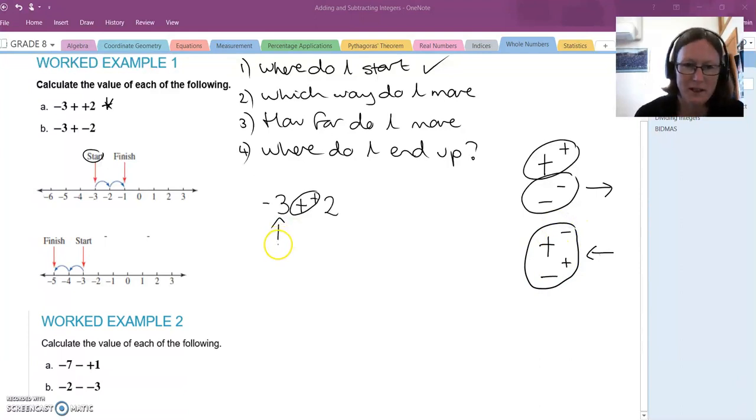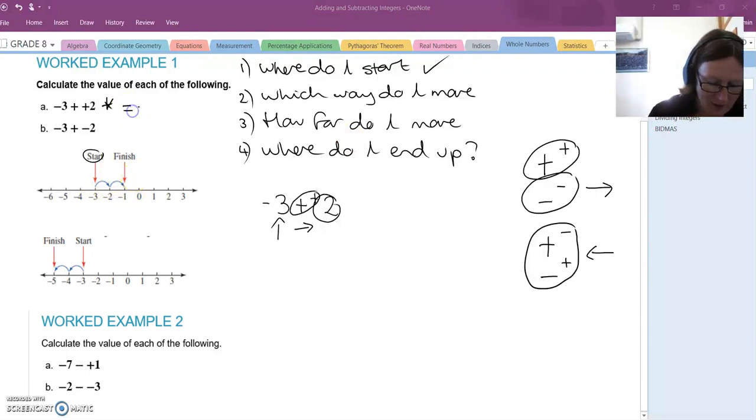We've established we start at -3. Which way do we move? We're adding a positive, so we move to the right. So start at -3, move to the right. This number here tells us how far to move. We move 2 places to the right. How far do we move? We move 2 places, and the answer is where we end up: -1.